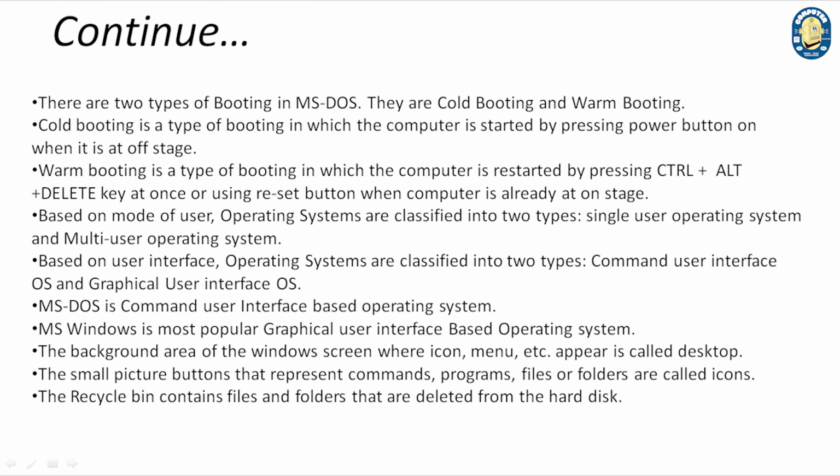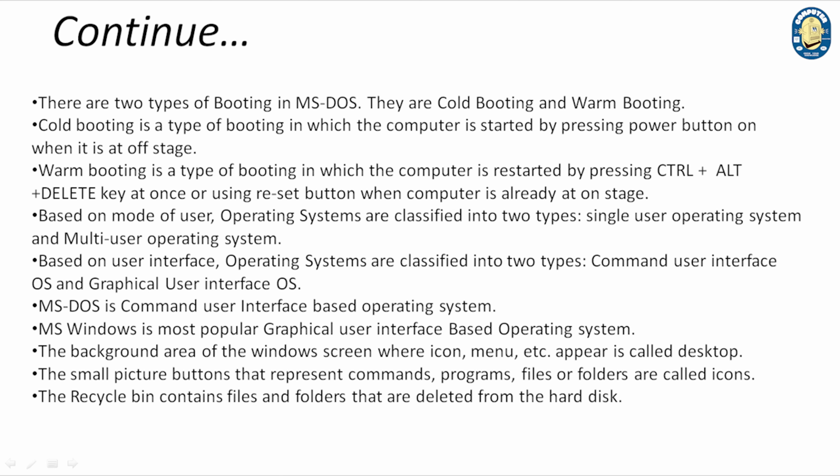There are two types of booting in MS-DOS. They are cold booting and warm booting. Cold booting is a type of booting in which the computer is started by pressing the power button when it is at off stage. Warm booting is a type of booting in which the computer is restarted by pressing Ctrl plus Alt plus Delete keys at once or using the reset button when the computer is already at on stage.